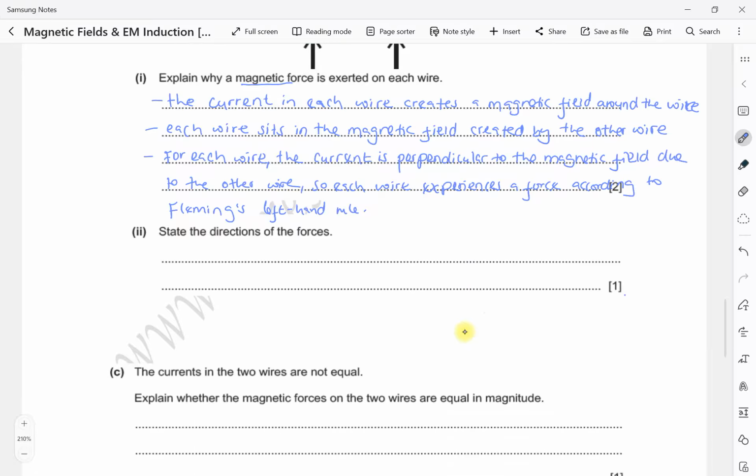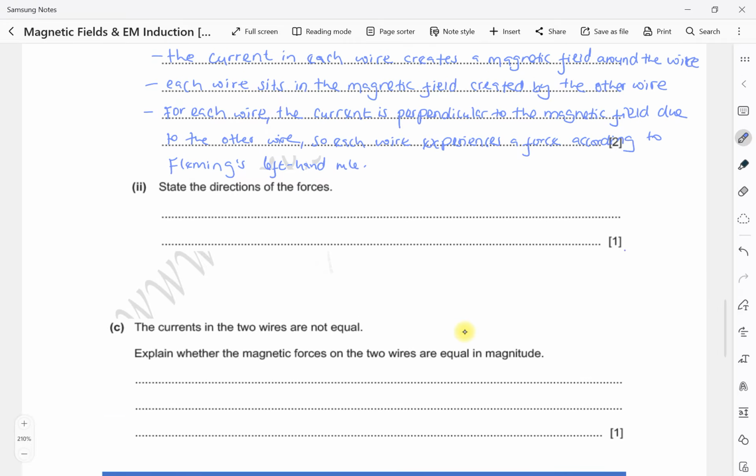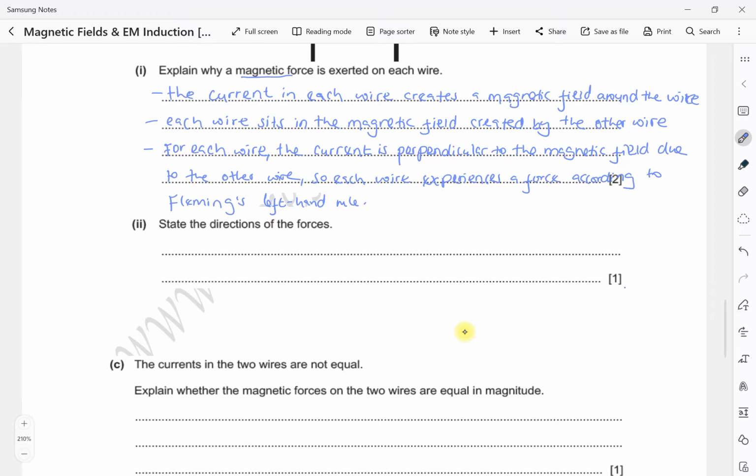State the direction of the forces. Of course, the force on each wire is towards the other wire. I want us to note that whenever wires carry current in the same direction, the force is attractive.